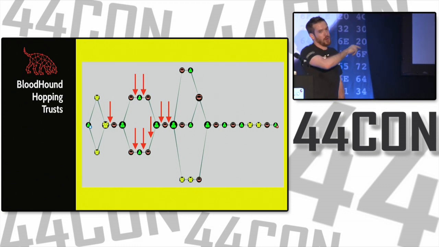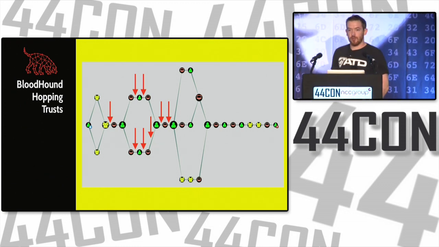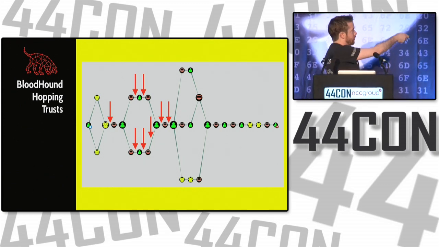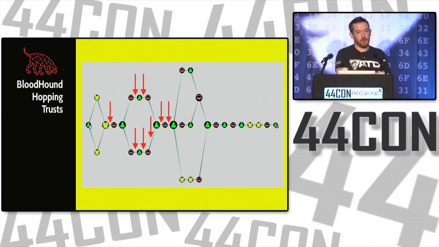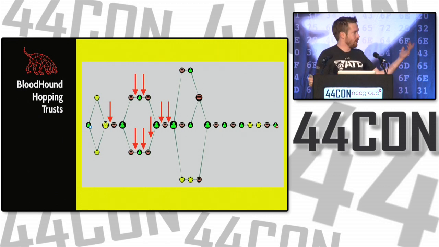And every one of these red arrows is a hop across a trust boundary. So we're hopping across 4 to 5 domain trusts in a 12-step attack path. And this took about 1 day to collect all the data, and it took 5 seconds to find the attack path.